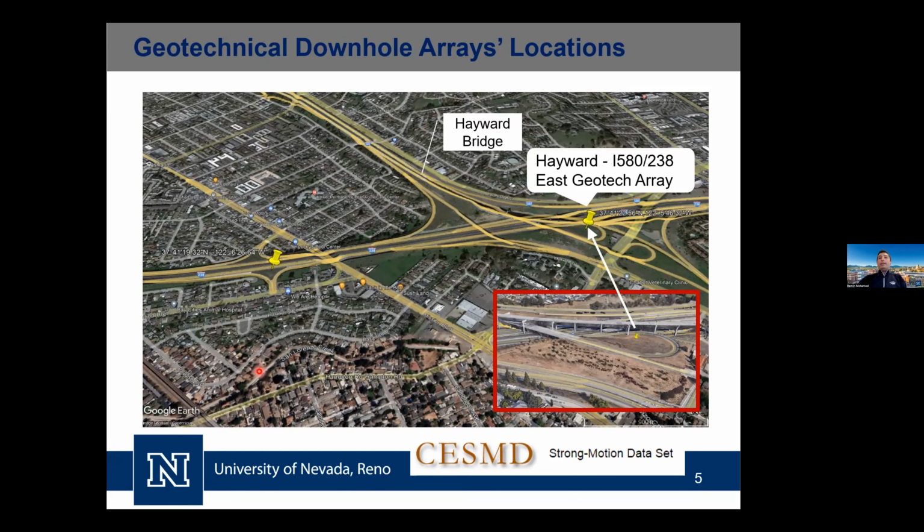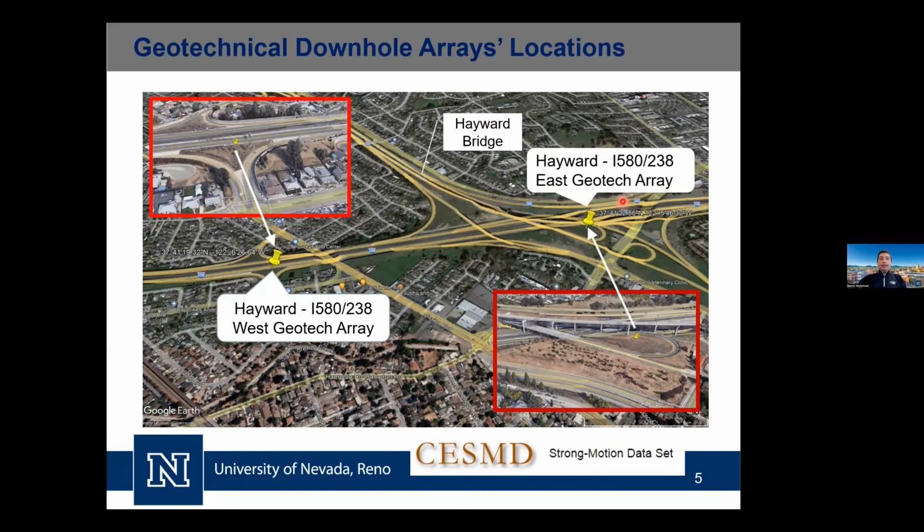The one is the Geotechnical array, in very close proximity to the bridge. This is the location where the downhole array is. And then there's a second downhole array on the other side. It's called the West Geotechnical array. And this is also another site. And we've been utilizing the recorded ground motions at these 2 arrays for the purpose of this project.